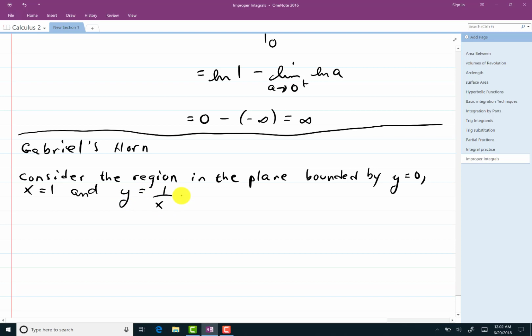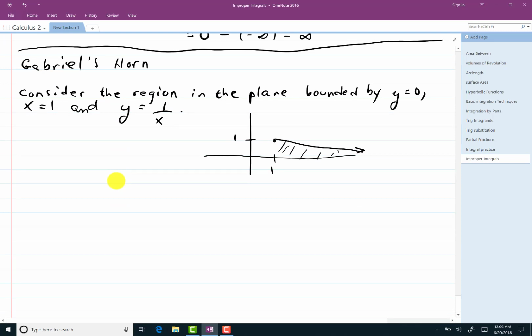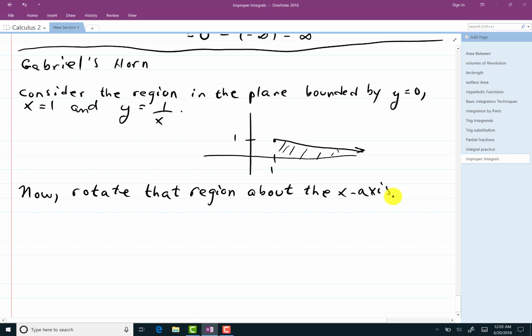So the region I'm talking about looks like this. I'm going to have 1 and then a 1. So 1 to infinity, it's going to go off like this. It's going to taper down, but this is what it's going to look like. Now, that's a horrible, horrible picture, but there's more. Now, rotate that region about the x-axis. Well, you remember this game, right?